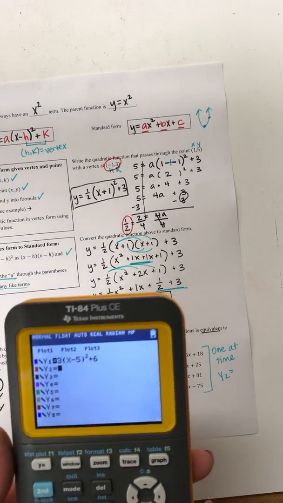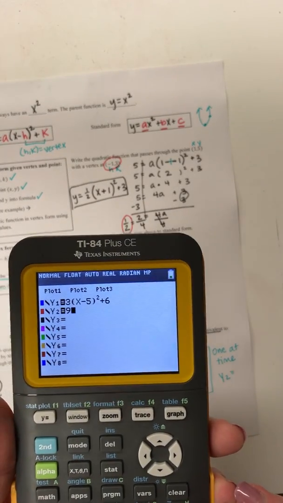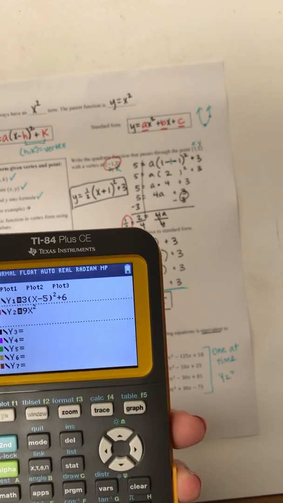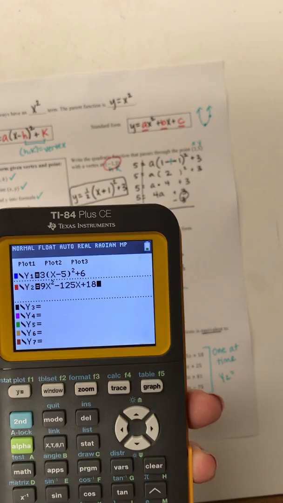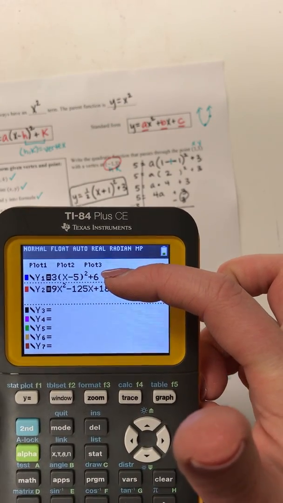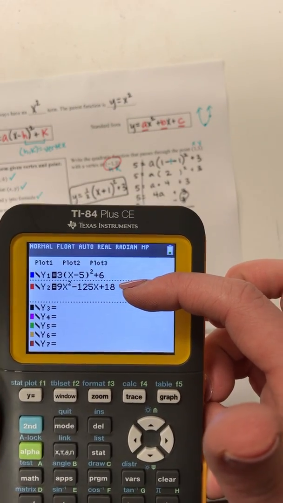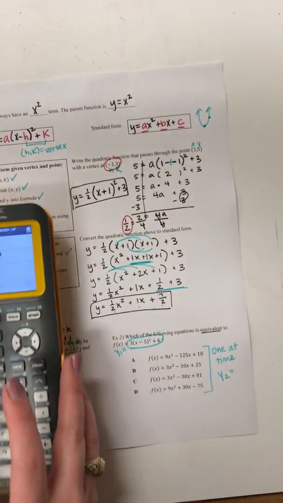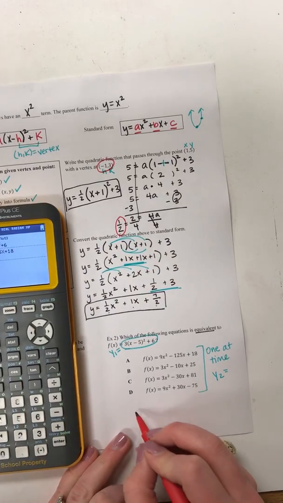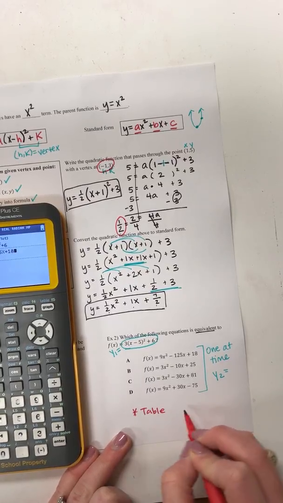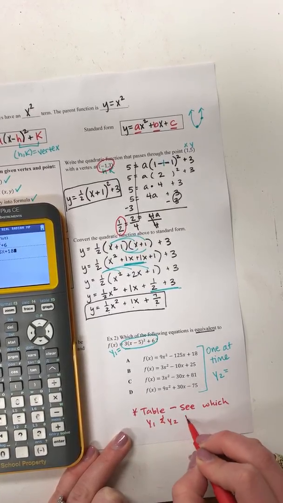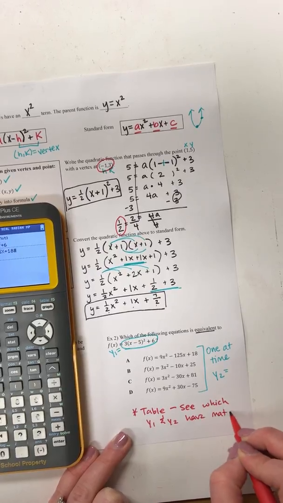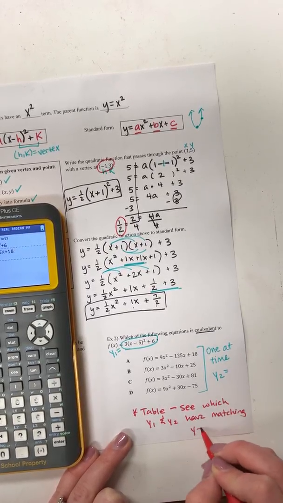So I'm just going to try A. So I'll go here, I'll do 9x squared minus 125x plus 18. Okay, so you've got the problem equation, and then I'm just trying A, and if that doesn't work, I'll try B. All right, so once you get them plugged in, here's what you're going to do. You're going to go to the table, and we're going to see which y1 and y2 have matching y values.